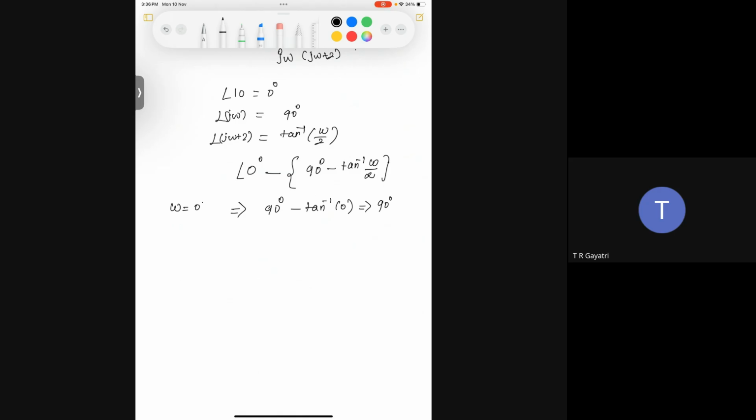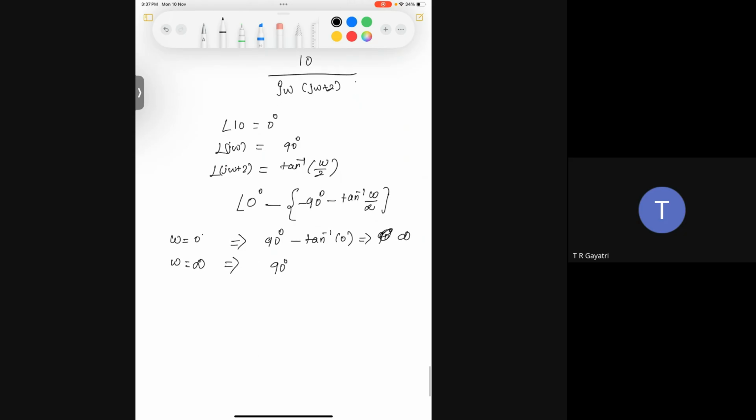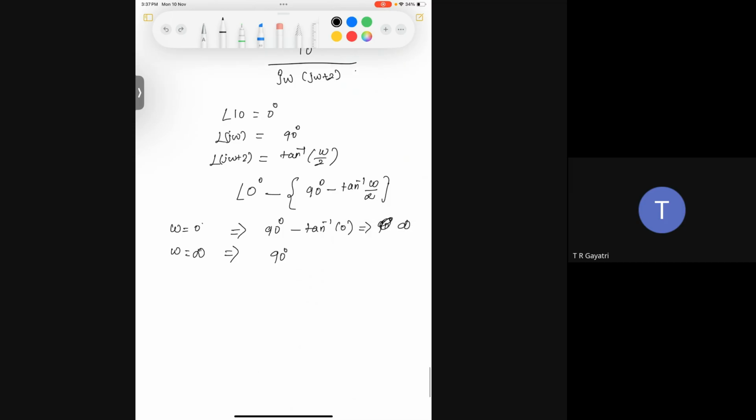Let me check once. Tan of 0 is 0, and tan inverse of 0 will be infinity, I think, 1 by 0. So when omega equals infinity, again I need this, minus 90. Minus is common, so it will be minus 90. Here it is minus 90 minus tan inverse of infinity, which gives me minus 90 only.